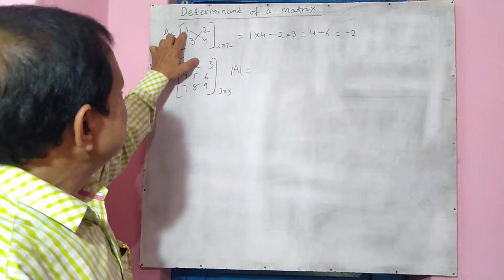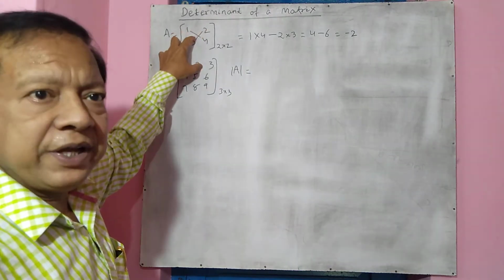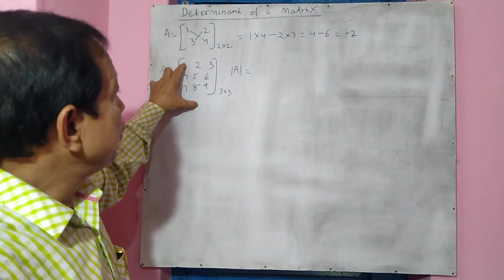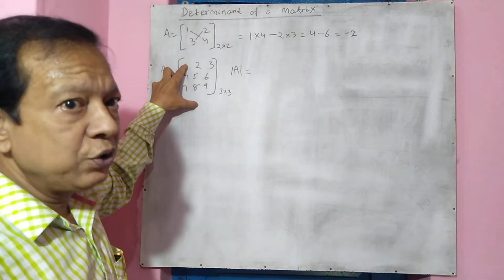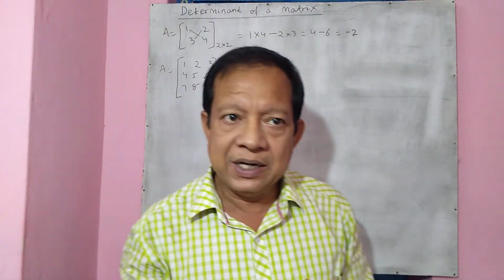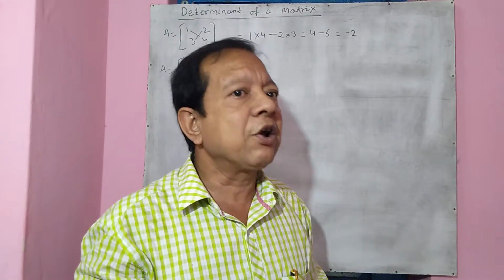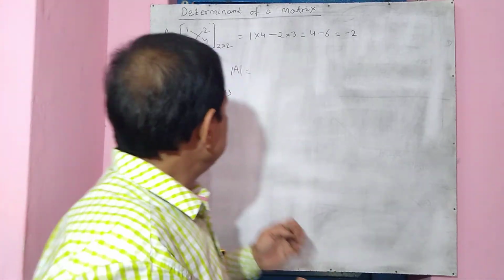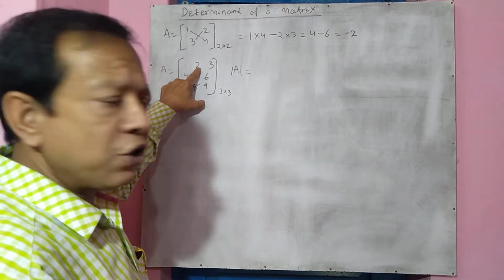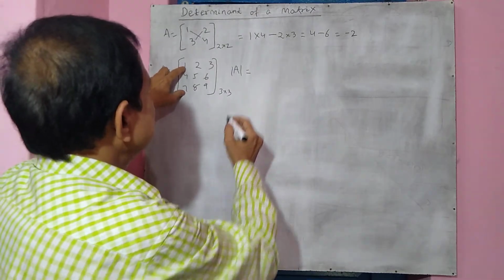Here you see there were only 4 elements in the first one, so it was easy for us to multiply one diagonal and deduct it from the other diagonal. But here we don't have that. What we will do is find the determinant by taking into account either a single row or a single column. Therefore, let's take the first row. This is the first row, is it not? The first element is 1.